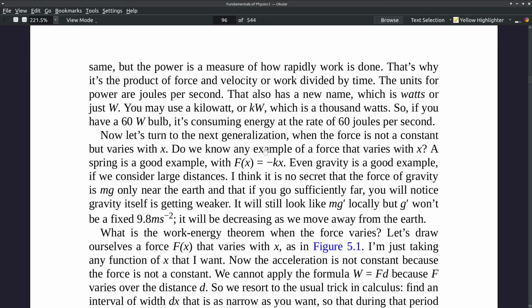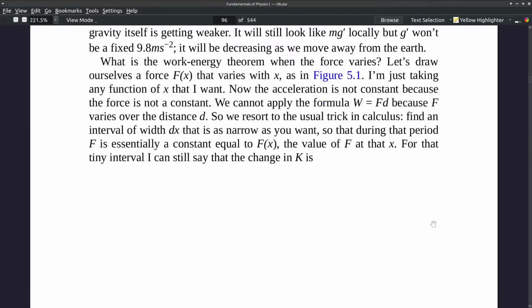When the force is not a constant but varies with x, do we know any example of a force that varies with x? A spring is a good example, with Fx equals negative kx. Even gravity is a good example if we consider large distances. I think it is no secret that the force of gravity is mg only near the Earth, and that if you go sufficiently far, you will notice gravity itself is getting weaker. It will still look like mg locally, but g won't be a fixed 9.8 meters per second squared. It will be decreasing as we move away from the Earth.